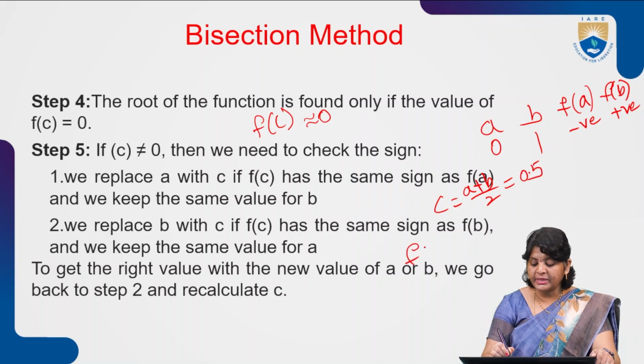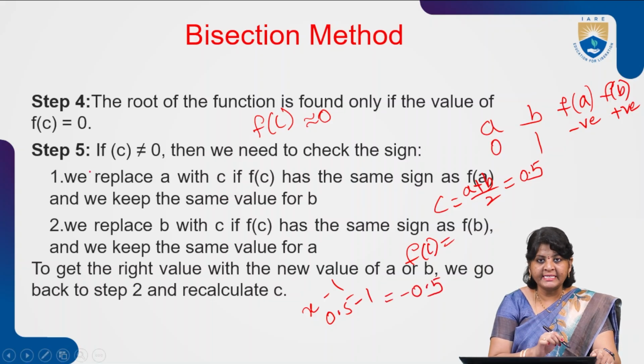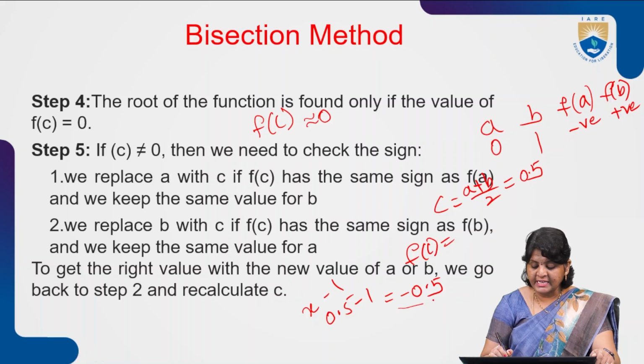Now I will find this f of C. For example, my function is x square minus 1, or I will consider just simply x minus 1 for simplification. So here 0.5 minus 1 is minus 0.5. Now step 5, what it states: f of C, what I got, is minus 0.5. If f of C is minus 0.5, that is a negative value, so we need to replace A.